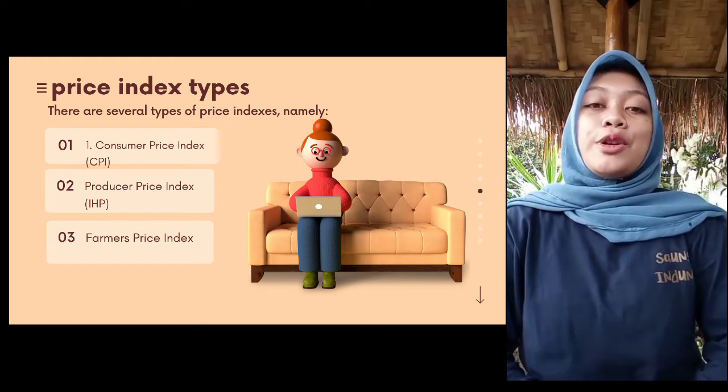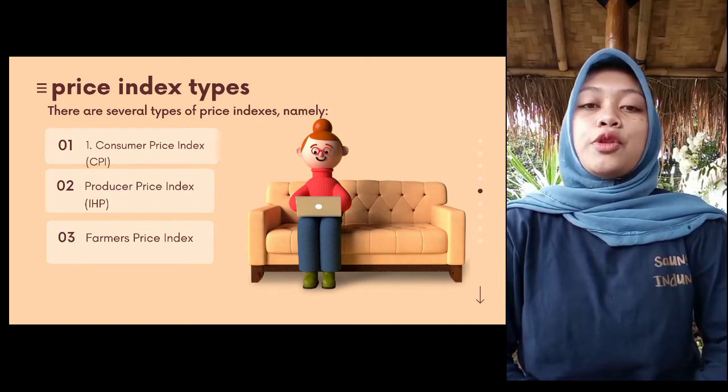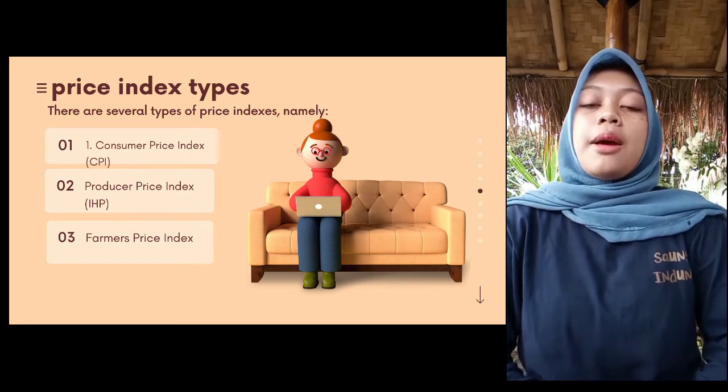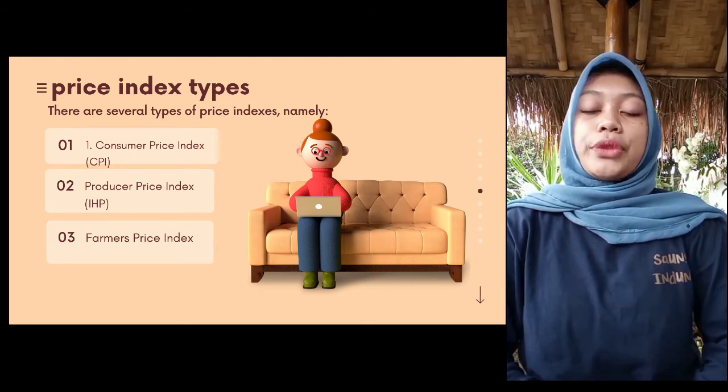2. Producer Price Index (HIP). The PPI figure will show the comparison or change in the price of goods or services purchased by producers. Goods that are usually purchased by producers are raw material or semi-finished material.